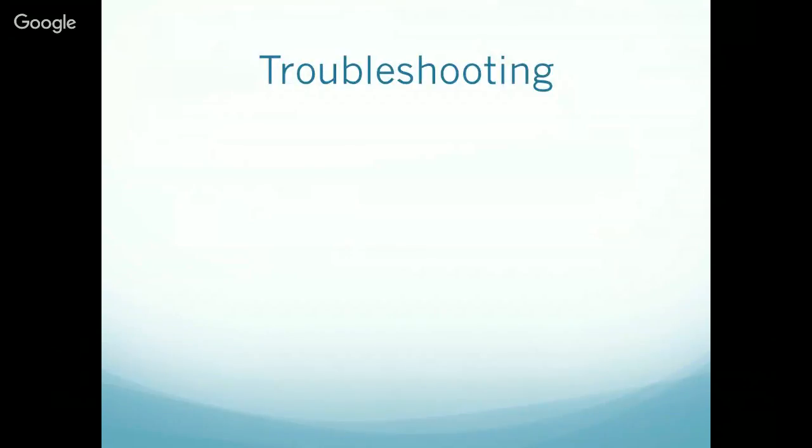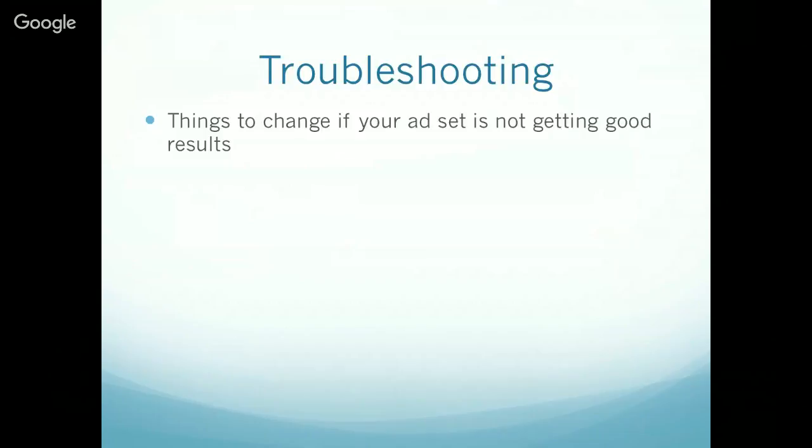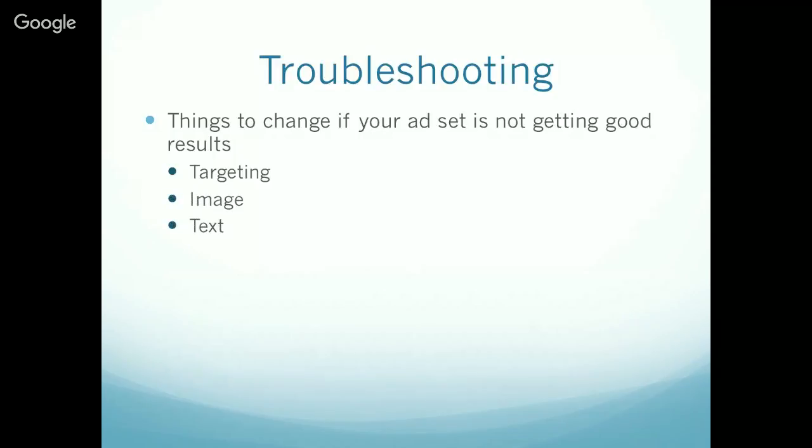The final slide on Facebook ads is troubleshooting. So things to change if your ad set is not getting good results. 1, the targeting. 2, the image. 3, the text. 4, the headline. 5, demographics. 6, location. And let's do a quick demo on that.